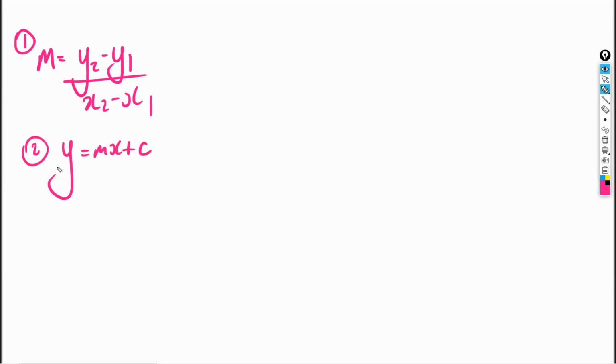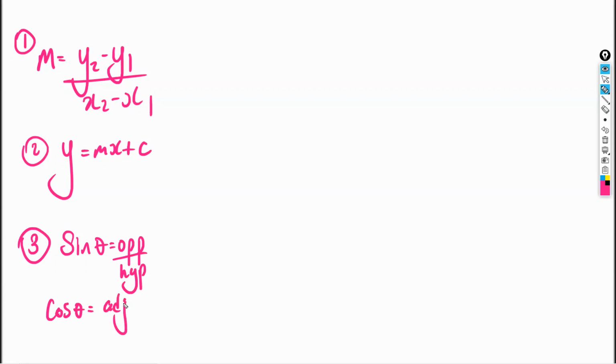Putting things in this form, you're going to need to know that. Let me give you a next one as well that you might need to know. The trig rules, guys. Sine is equal to opposite over hypotenuse. Cos is equal to adjacent over hypotenuse, and tan is equal to opposite over adjacent. You're gonna need to know this. So these are some formulas you need to know.